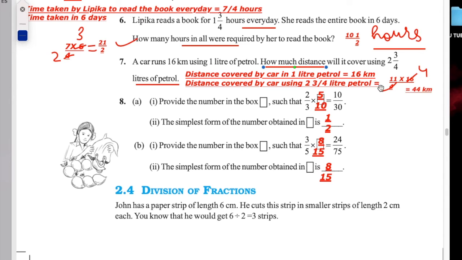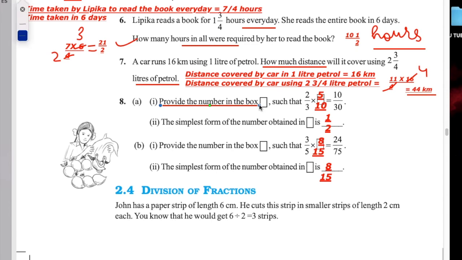So it will be 2 3 by 4. This is a mixed fraction, so you will convert it. You will get 4 2s are 8 plus 3, 11 by 4. Multiply by 16. You will cut 4 4s are 16. So 11 4s are 44 kilometer. So you will write the answer: the car will cover using 3 by 4 liters of petrol is equal to 44 kilometer.